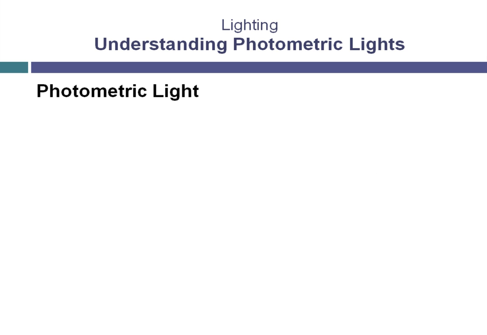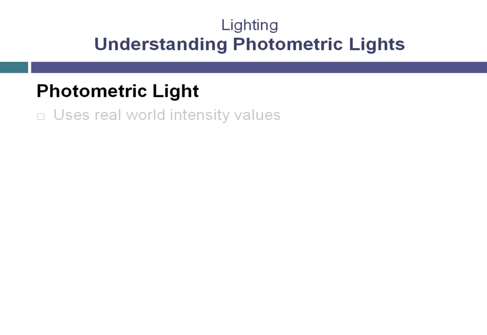Let's learn a little more about the term photometric light. We're going to activate some street lights in the scene to illuminate this street and make it a convincing evening rendering. But first we need to look at the term photometric. So far, all the lights we've used have been photometric.